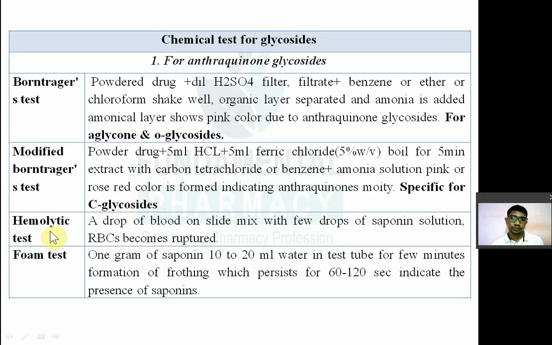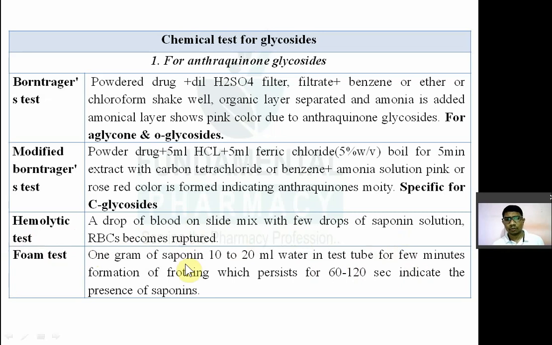Now hemolytic test and foam test. These 2 tests are for your saponin type of glycosides. Hemolytic means hemo means blood and lytic means breakdown. So this test involves the observation of breakdown of blood. Okay, RBC. A few drops of blood on a slide, mix it with a few drops of saponin solution. RBC will become ruptured. That can be observed in the microscope. So that is the hemolytic test.